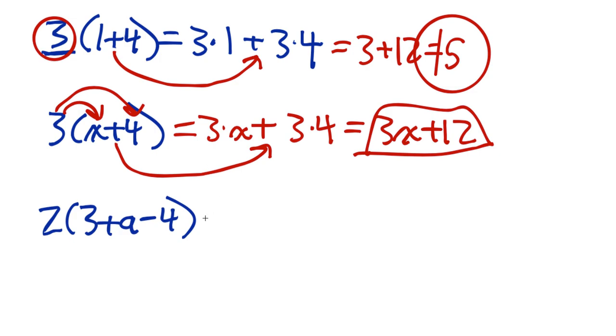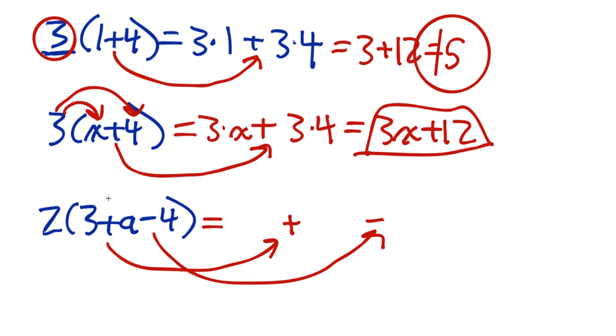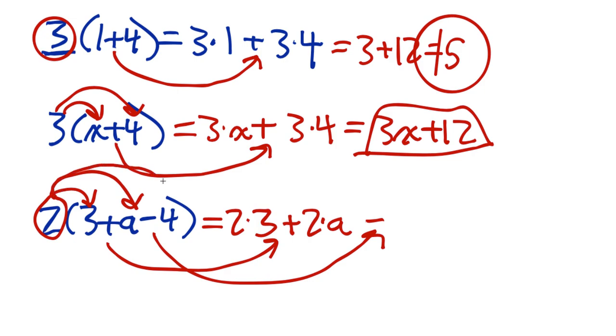Let's do a little more complicated version. Now I'm going to keep the plus sign and the minus sign as is. So this plus isn't going to change. This minus isn't going to change. I'm going to distribute the 2 to everything. So that's going to be 2 times 3, 2 times the a, and then 2 times the 4. Okay, so it's going to look like that. Now, if I actually multiply everything, that's going to be 6 plus 2a minus 8.